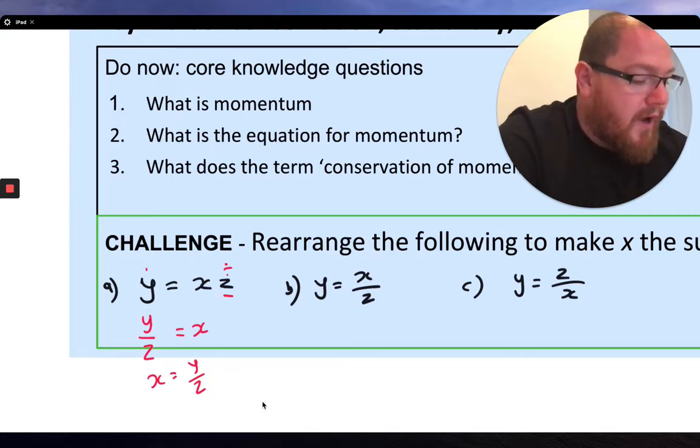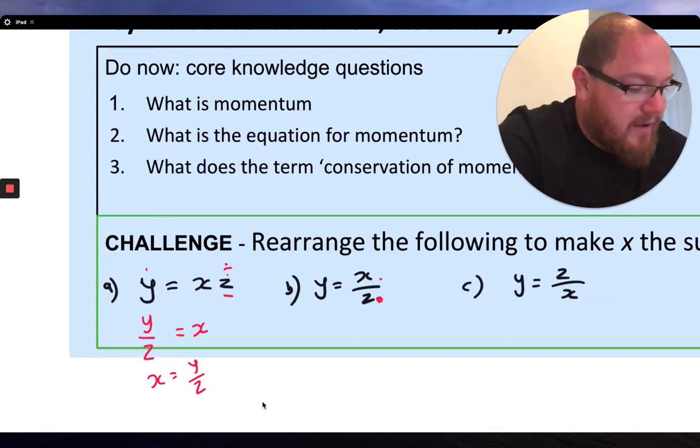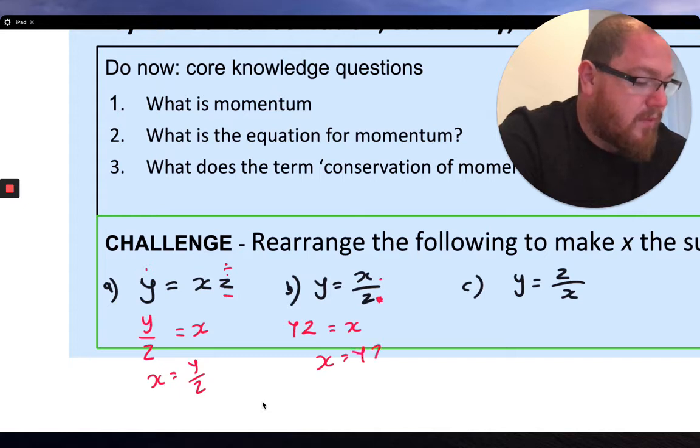This next one, y equals x over z. Well, this is fairly easy now. I need to get rid of this z, don't I, to get x on its own. So I'm going to multiply both sides by z. So if I multiply this side by z, I get rid of z. But now I'm going to get yz equals x, or x equals yz.